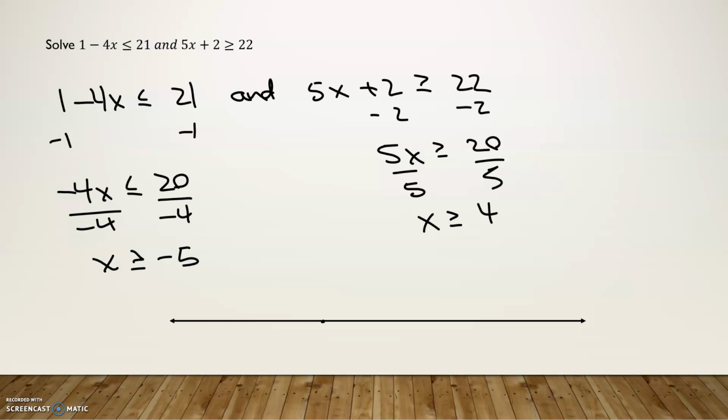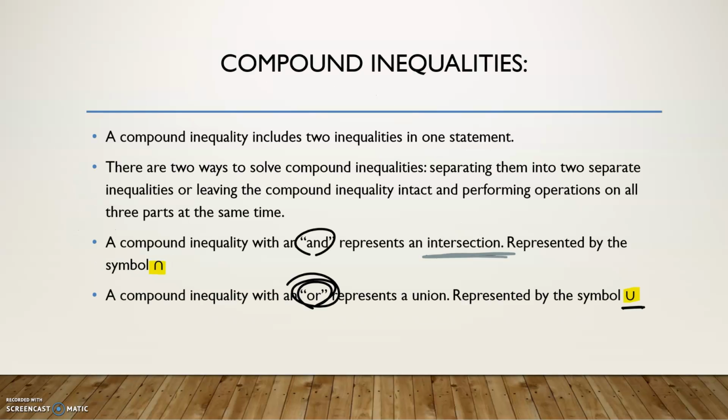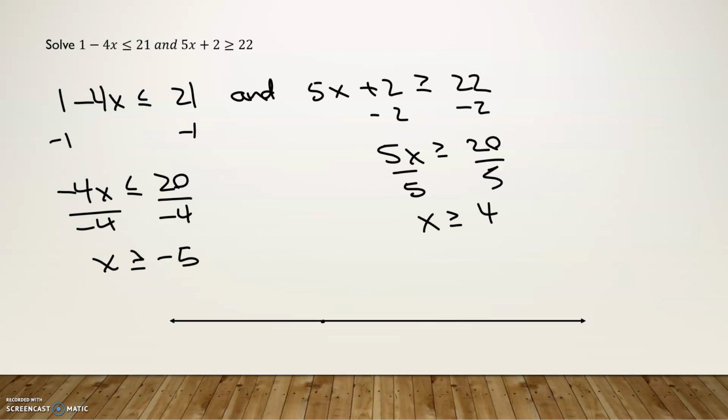Now remember, when we're looking at an and inequality, that's talking about an intersection. So where these two solutions for the inequalities intersect or overlap. Okay, so let's graph them. So we've got, let's see, 0, here's a 4, and here's a negative 5.